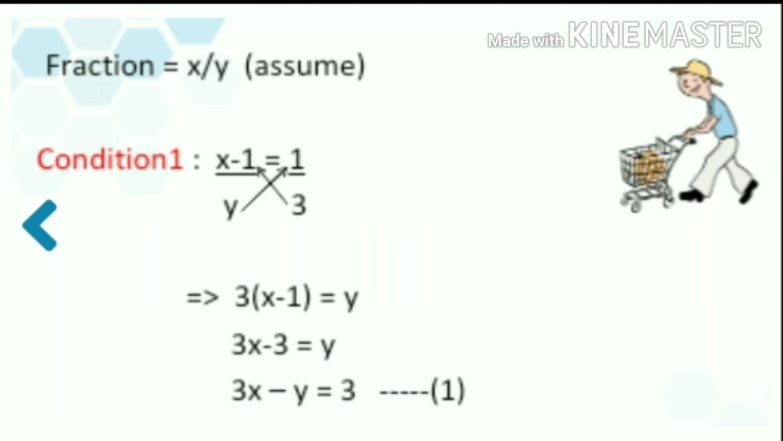So 3x minus 1 is equal to y. That's why 3x minus 3 is equal to y. So we can write it as 3x minus y is equal to 3. It is the first equation.